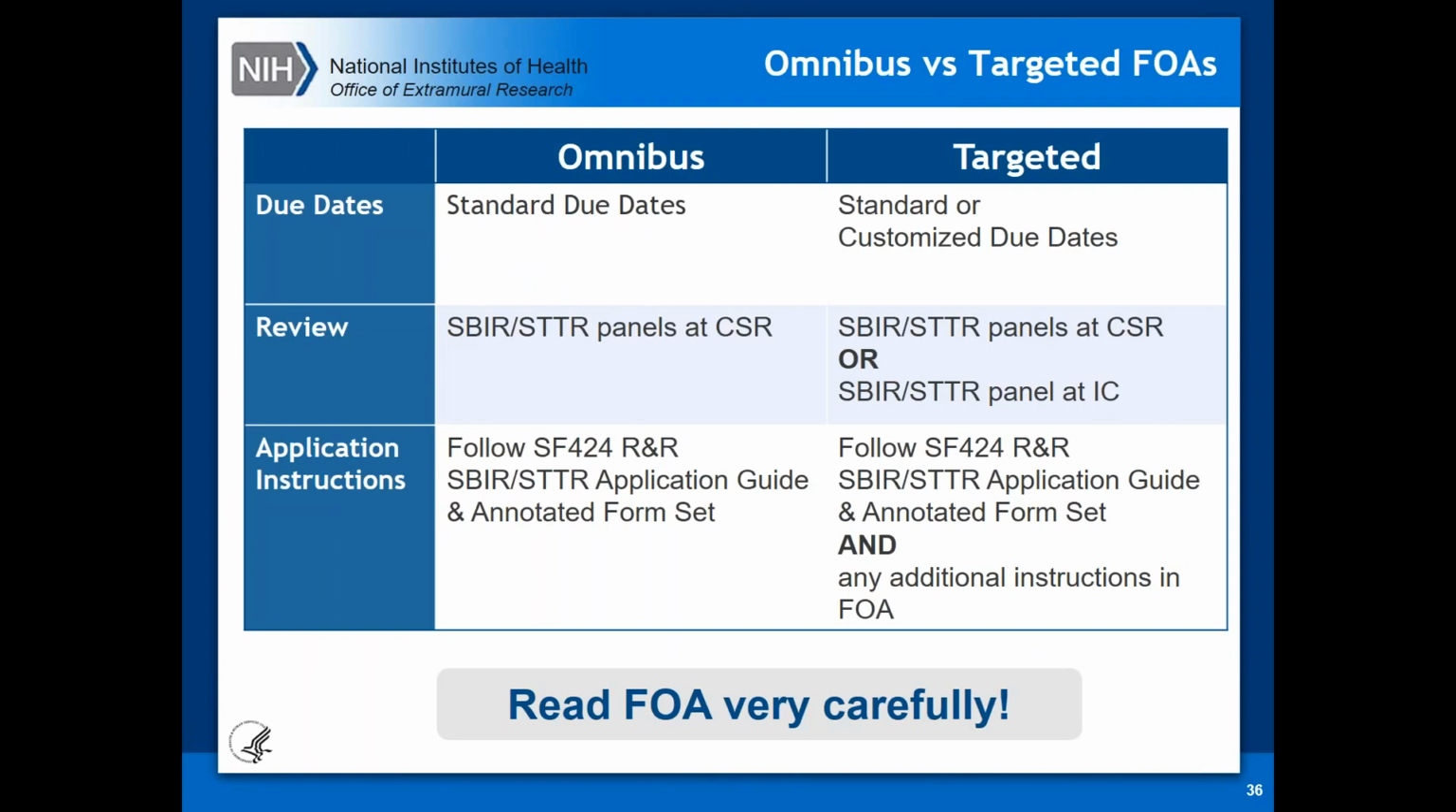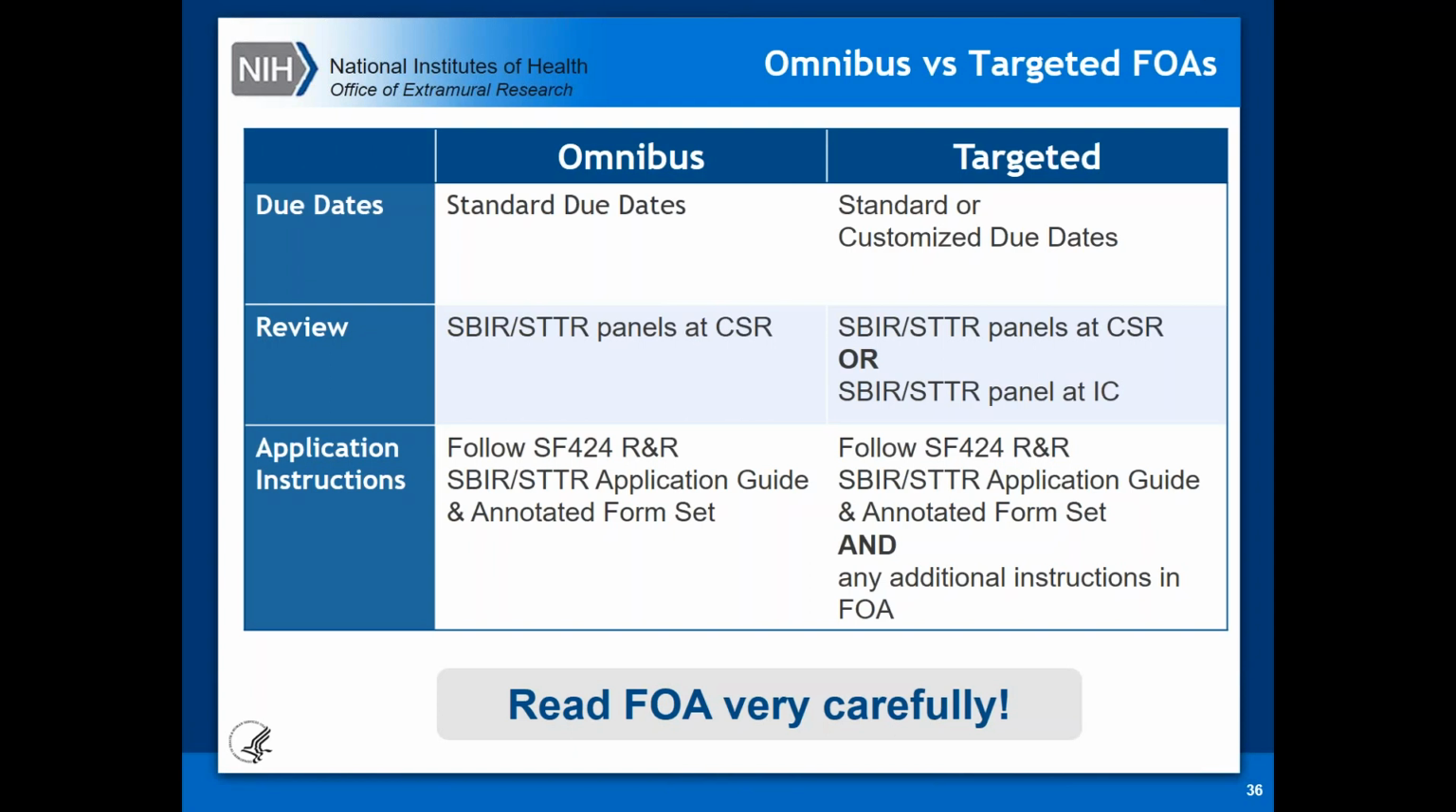For example, the due dates. For the Omnibus, we talked about standard due dates of September 5th, January 5th, and April 5th. The targeted could use standard or customized due dates, so you need to read those particular funding opportunity announcements. Review: the SBIR and STTR panels are at the Center for Scientific Review here at the NIH. The targeted ones have panels at CSR, and they could also have panels at the IC.